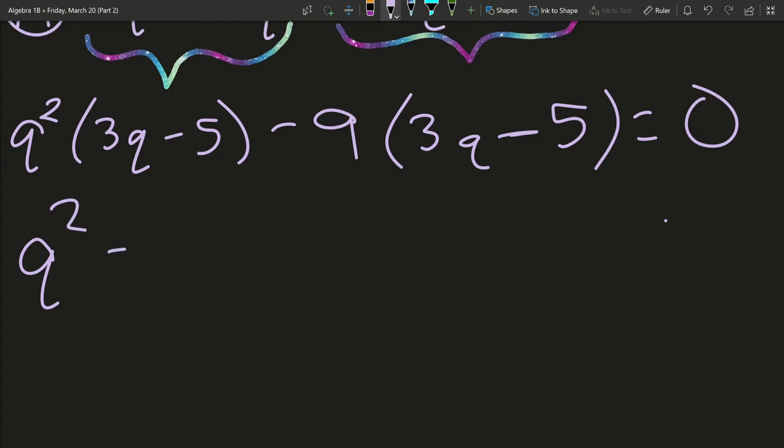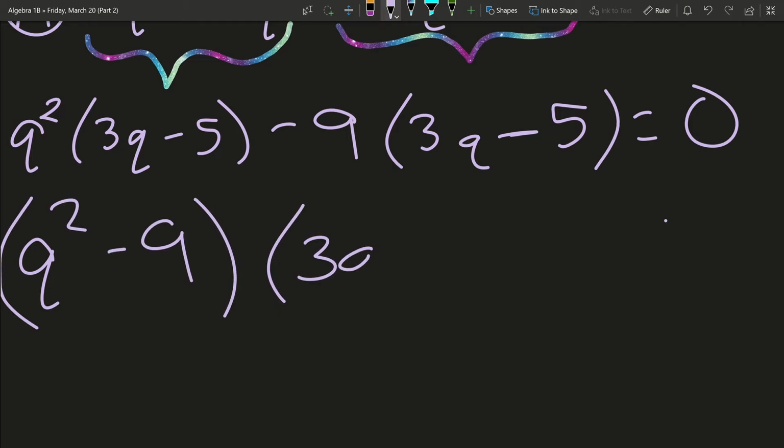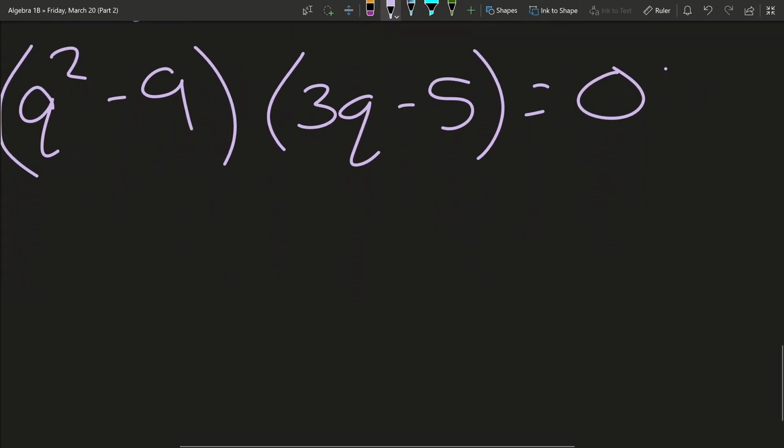q squared minus 9 and 3q minus 5 is equal to 0. Notice that it says equal to 0, which means we're going to eventually have to figure out what q is equal to. Once again, notice that we're left with q squared minus 9, which means our work is not done yet. And in case you forgot, we can use this formula over here.